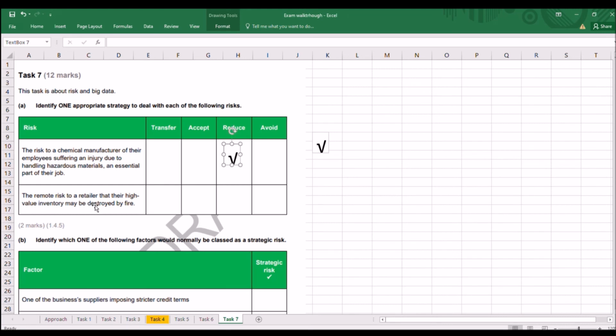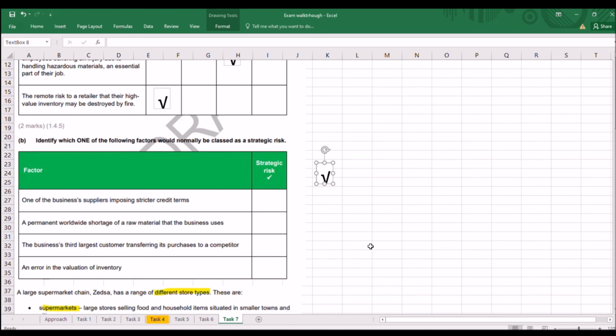And then the remote risk to a retailer that their high value inventory may be destroyed by fire. Whilst we could reduce it with sprinkler systems or whatever, and we could accept it as well, now what we can do is we can transfer that risk via insurance. So that one is a good example of where risk can be transferred, because we would have an insurance company who's prepared to take that at a reasonable fee.